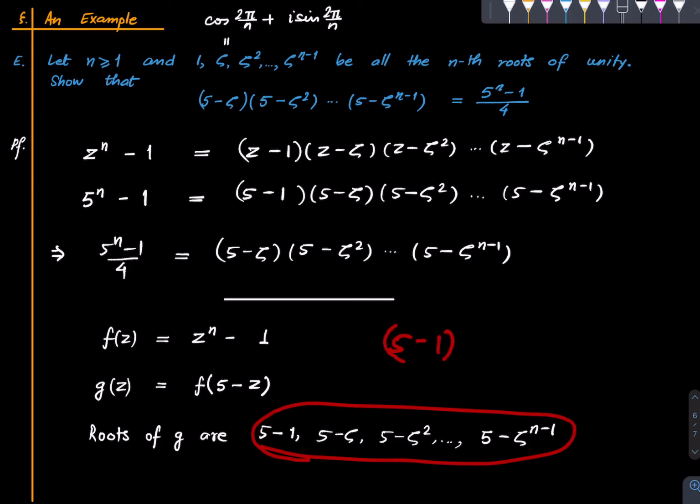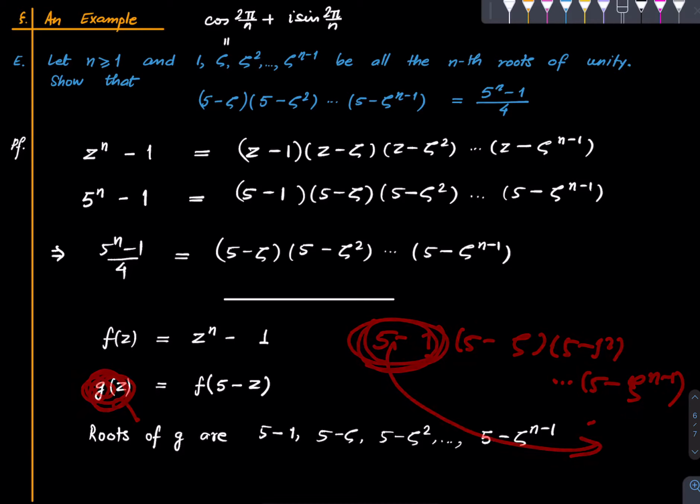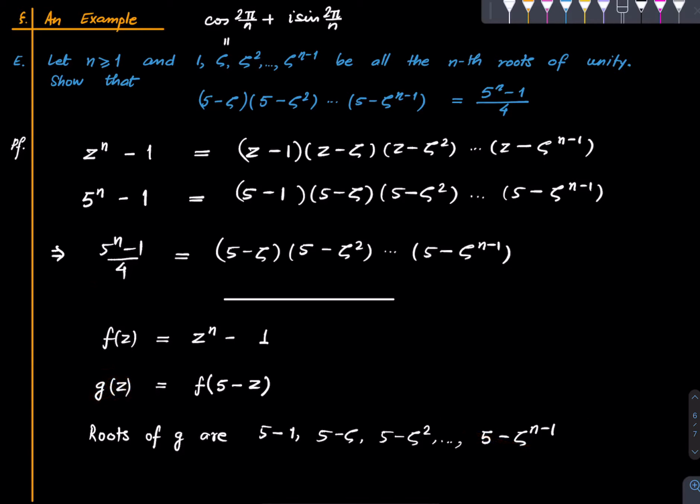We get this product: 5 minus 1, 5 minus zeta, 5 minus zeta square, and dot dot dot 5 minus zeta to the power n minus 1. This we can calculate by finding the correct coefficient here. And since this is just a number, we divide that and we'll get the same answer. So that is another way. Just create a polynomial whose roots are these guys along with 5 minus 1. And that polynomial is very easy to construct. This is the way to construct it. And that's it. But yeah, this is very quick.